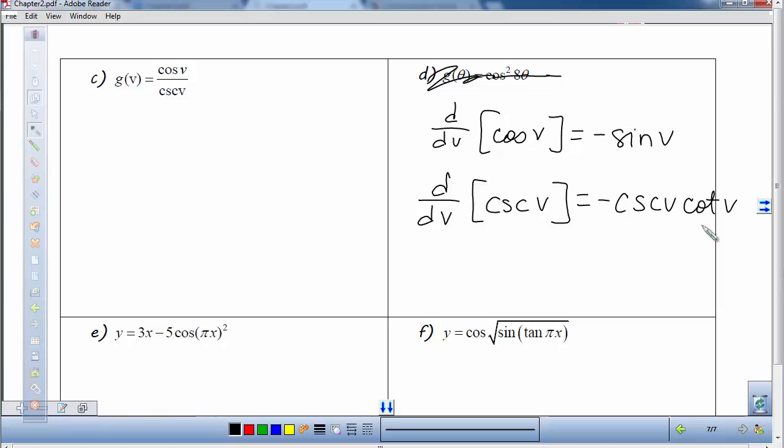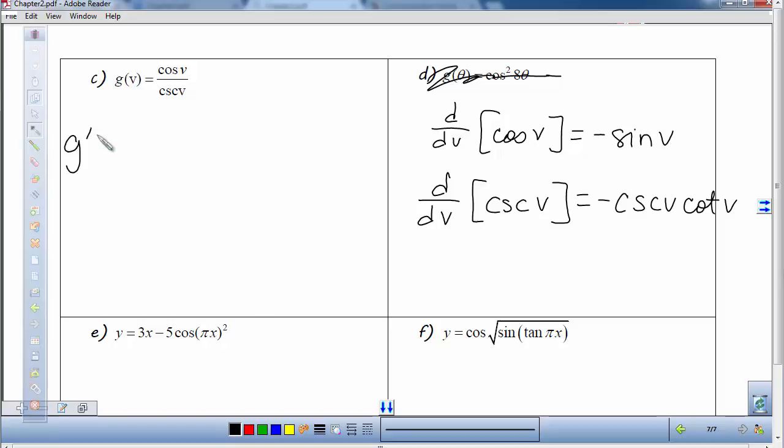Okay. So I've got a quotient, right? And the reason I'm having to use a chain rule is because within my quotient I have functions whose derivatives I will need to take. But I think this one's probably pretty simple overall.